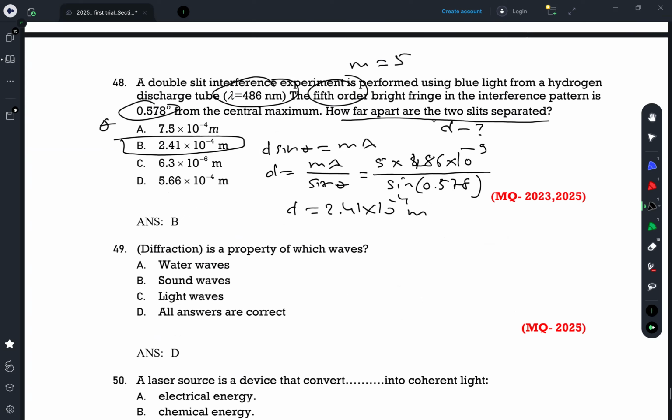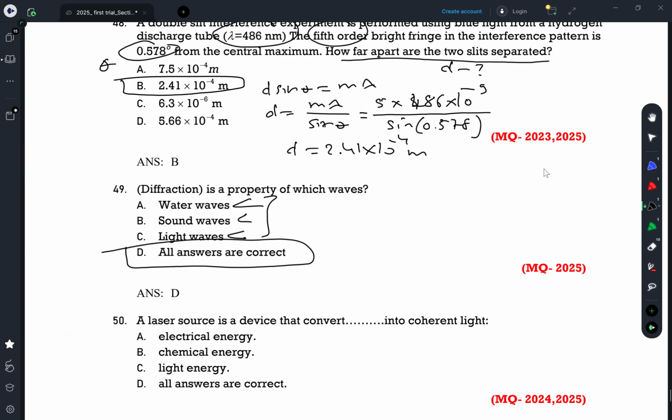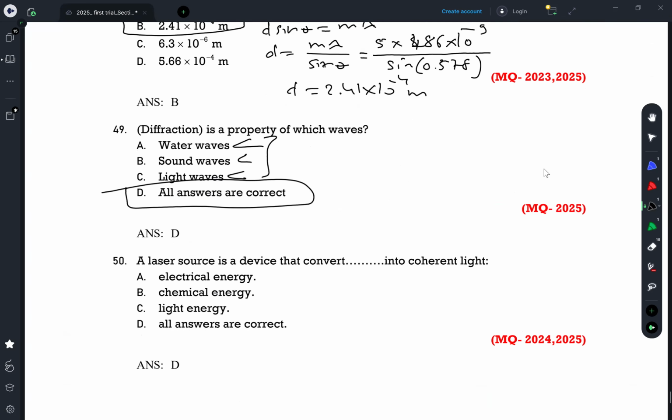Diffraction is a property of which of the following? Sound waves diffract, light waves and sound waves, all types of waves diffract. All are correct. All waves change direction as they pass by a barrier, pass through a gap, or go around an obstacle. And question number 50. A laser is a source device that converts electrical energy, chemical energy, or light energy. All answers are correct for coherent light sources.